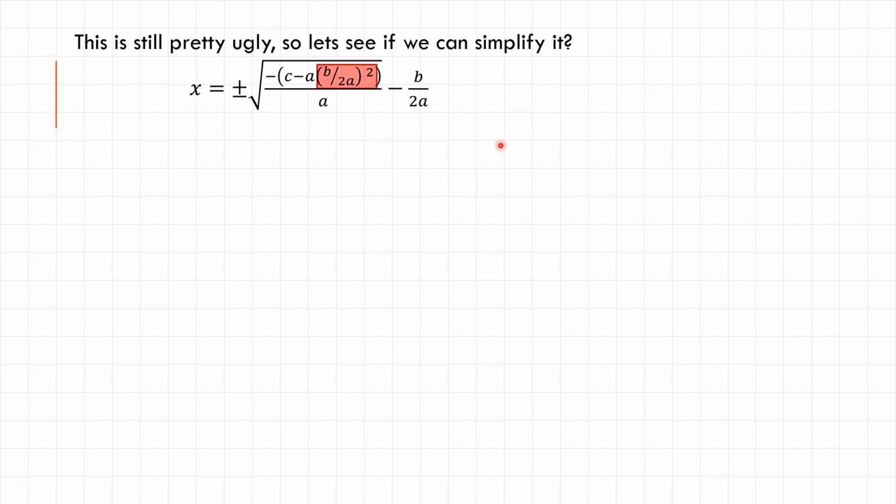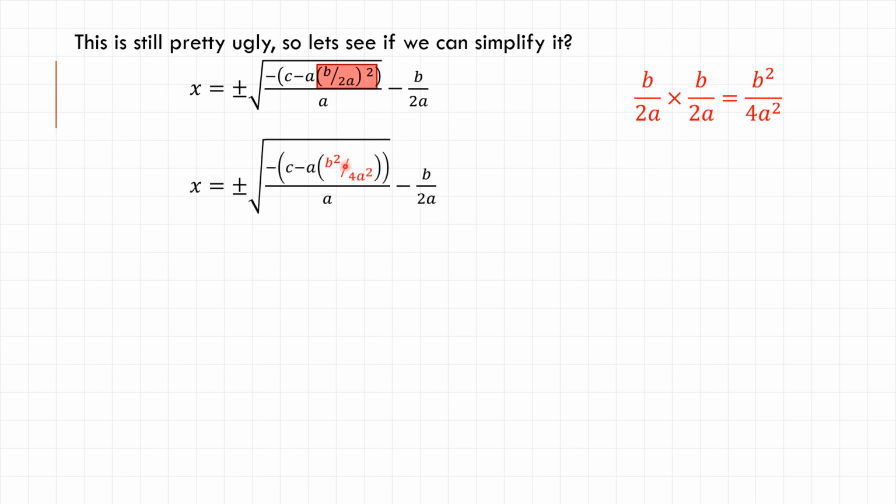So this is the quadratic formula. I'm going to try simplifying this part first. So this is b over 2a squared, which means we're multiplying it by itself. b times b is b squared. 2a times 2a is 4a squared. So I'm going to replace this with b squared over 4a squared.